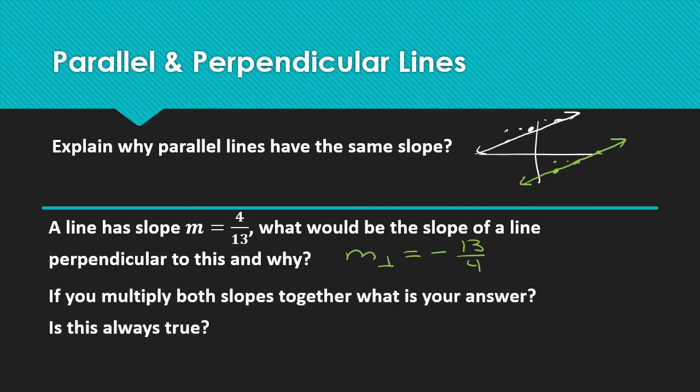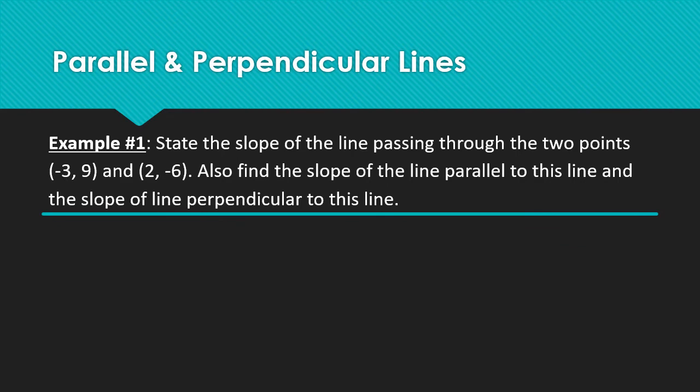Now, if we have these two slopes and we multiply them together, 4/13 times -13/4, the 4 is reduced to 1, the 13 is reduced to 1, so in the end, I'm going to get -1. Do you think that this is always true? You could take 3 or 4 different problems and do the same thing, and in the end, yes, this is always going to be true. All right, so let's look at some problems.